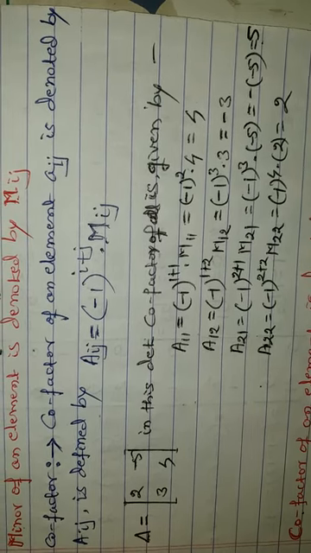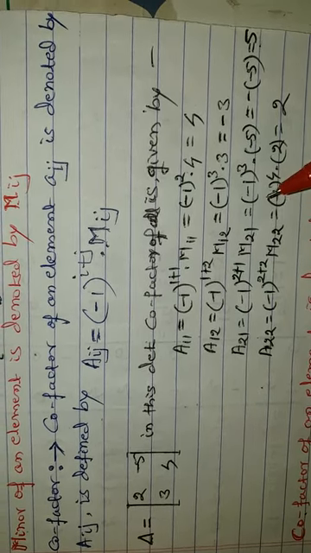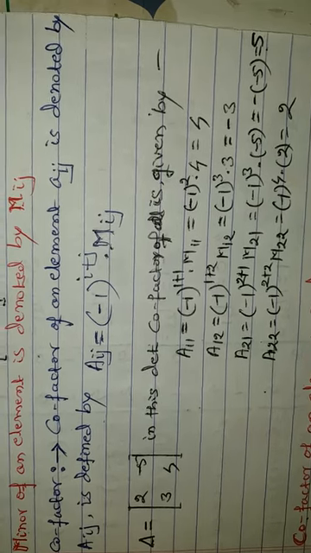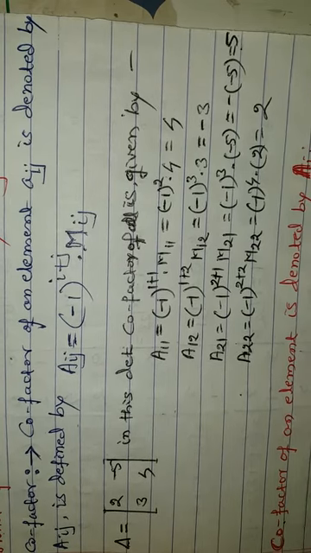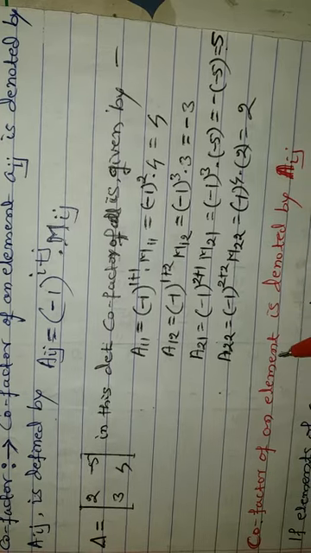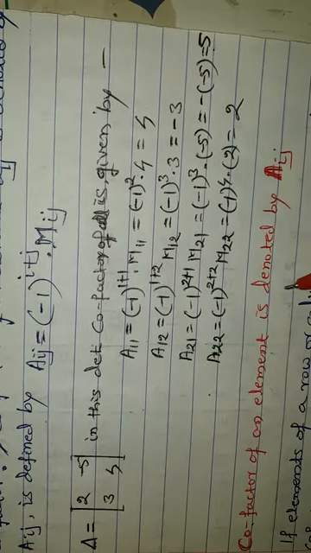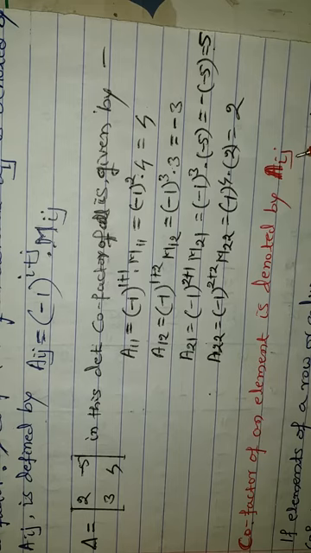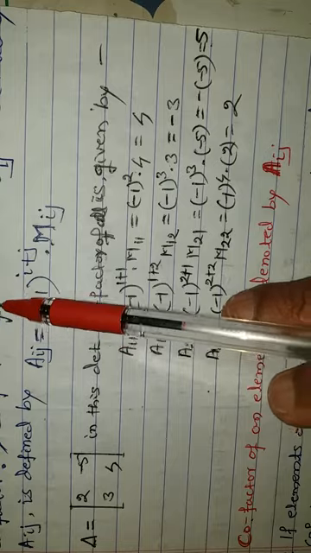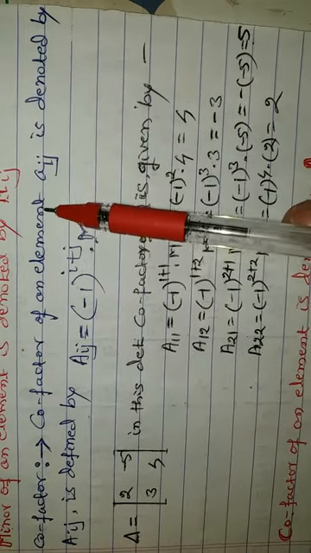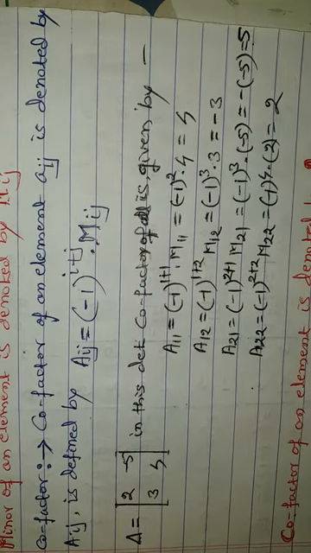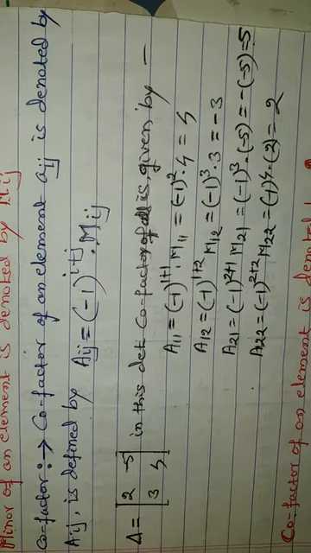In this manner, we can find the cofactor of the second order determinant. But the third order determinant cofactor method is different. The cofactor of an element is denoted by capital A of ij. The minor of an element is denoted by M of ij.